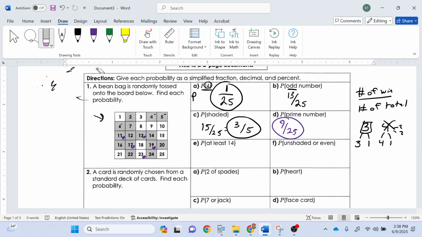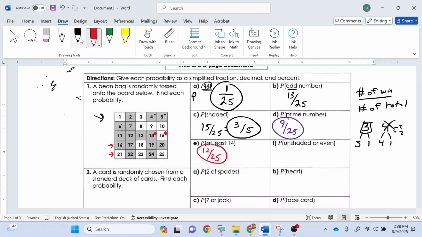Next part, at least 14. I've got to count all the things that are at least 14. That includes 14. So 14, 15, 16 to 20, 21 to 25. So that's 12 out of 25.